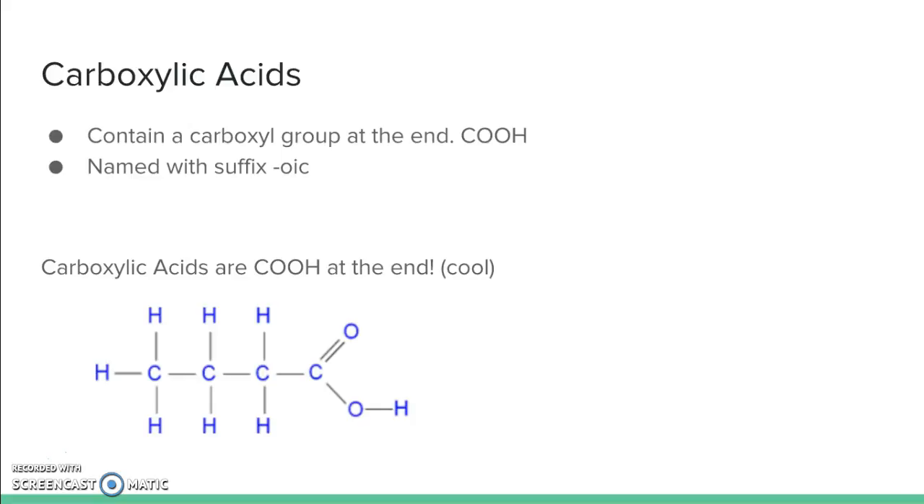So then, for example, in this one, we can identify that it's a 4-carbon chain, so we know it's going to be some form of butane, and because it's a carboxylic acid, it'll be butanoic acid. So in addition to the oic, you add acid. So circle the carboxyl group, and it's named butanoic acid.